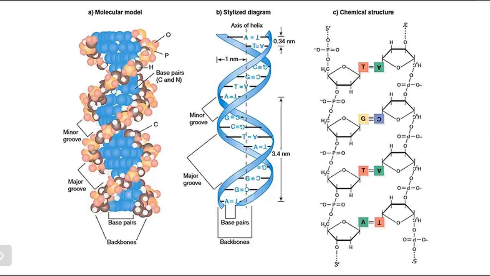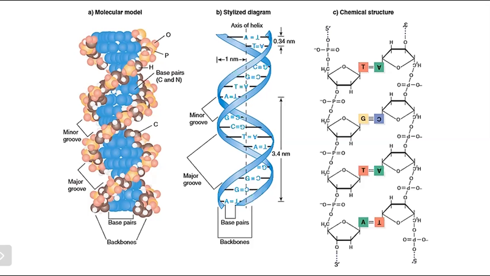Between a sugar and a nitrogen base, at the first carbon of the sugar, the bond formed is a glycosidic bond. Between a phosphate and the sugar is a phosphodiester bond, and between two nitrogen bases there is a hydrogen bond. As you know, a hydrogen bond is a weak bond, so it is easy to separate two DNA strands, because the two strands are joined only by hydrogen bonds.